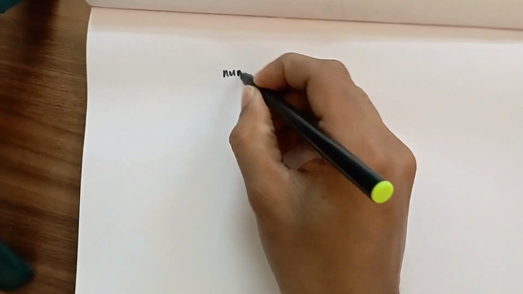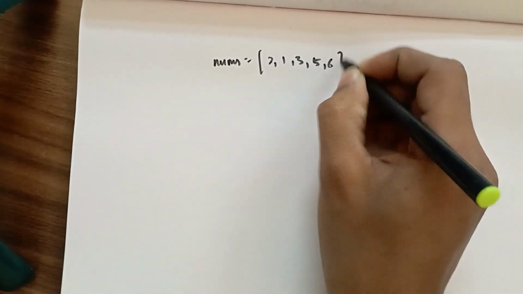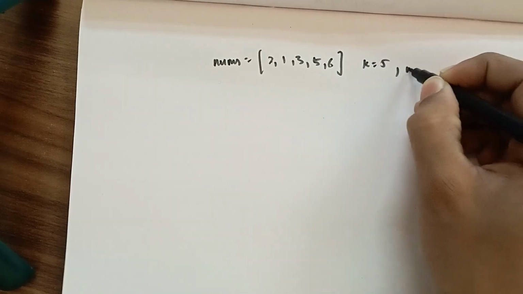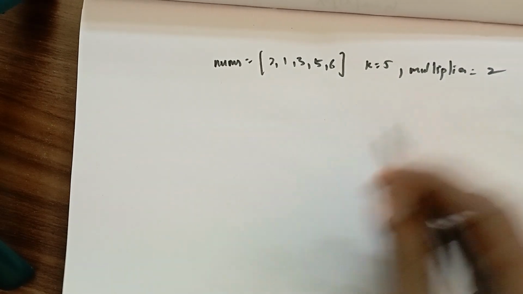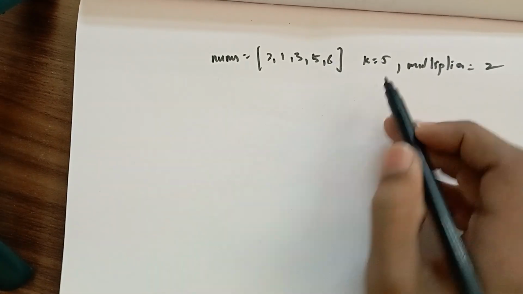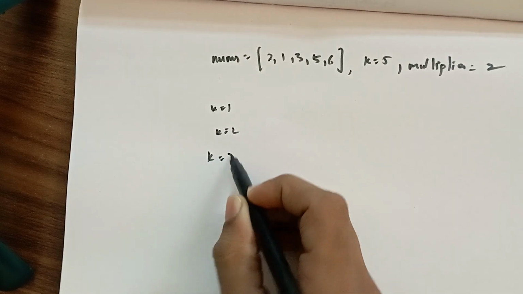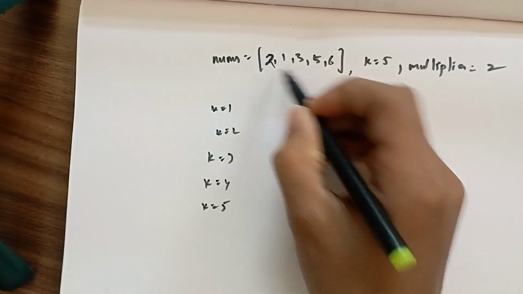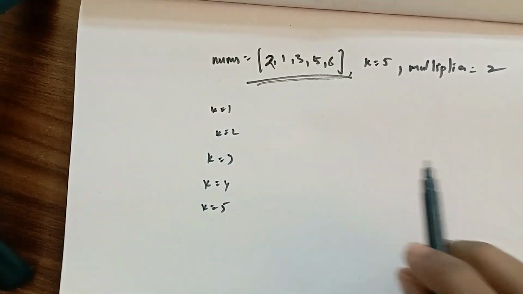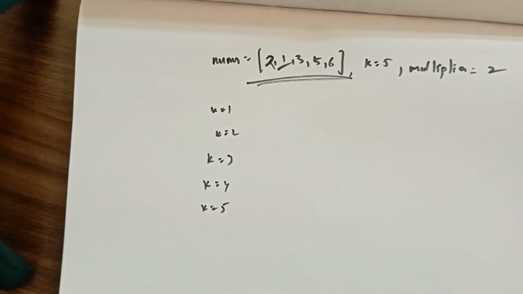So nums is given as 2, 1, 3, 5, 6. K is equal to 5. Multiplier is equal to 2. Now, here k is equal to 5. That means k is equal to 1, k is equal to 2, k is equal to 3, k is equal to 4, k is equal to 5. Now, for the first operation, we need to take the minimum element from this array. The minimum element is 1.